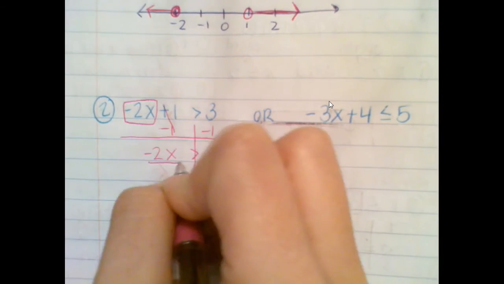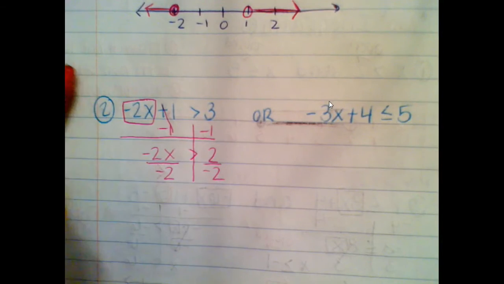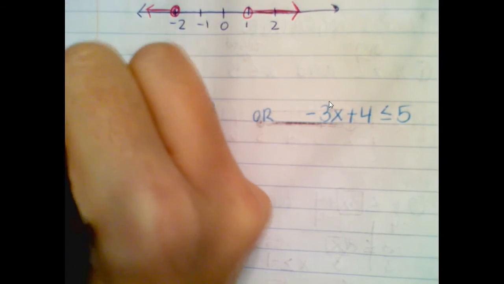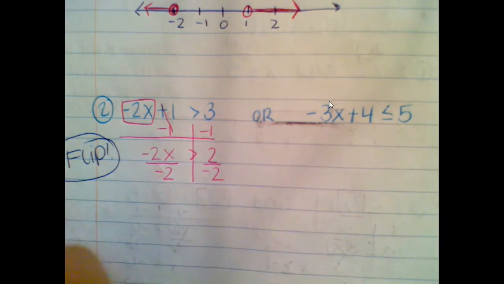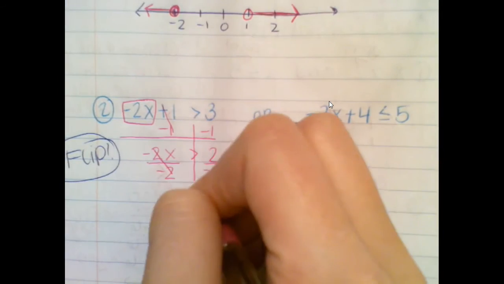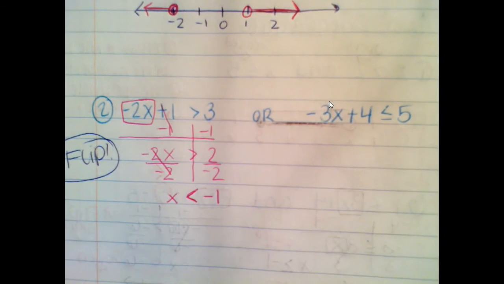I'm going to divide by a -2. Divide by a negative. Remember, I just said I'm dividing by a negative, so I have to flip here. And yes, I write that every time. So that means I get x. I have to flip this. See, I remembered this time. -1. So x is less than -1.